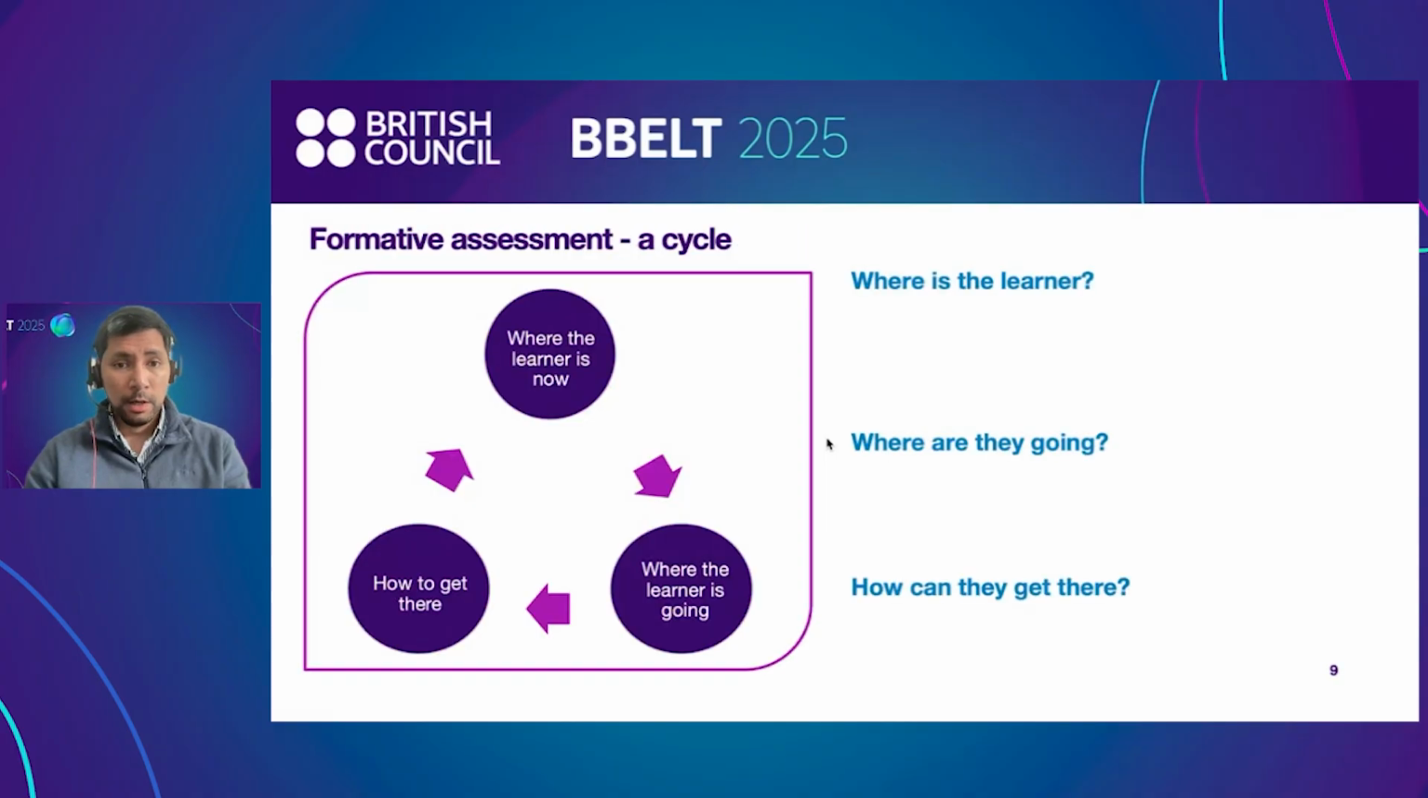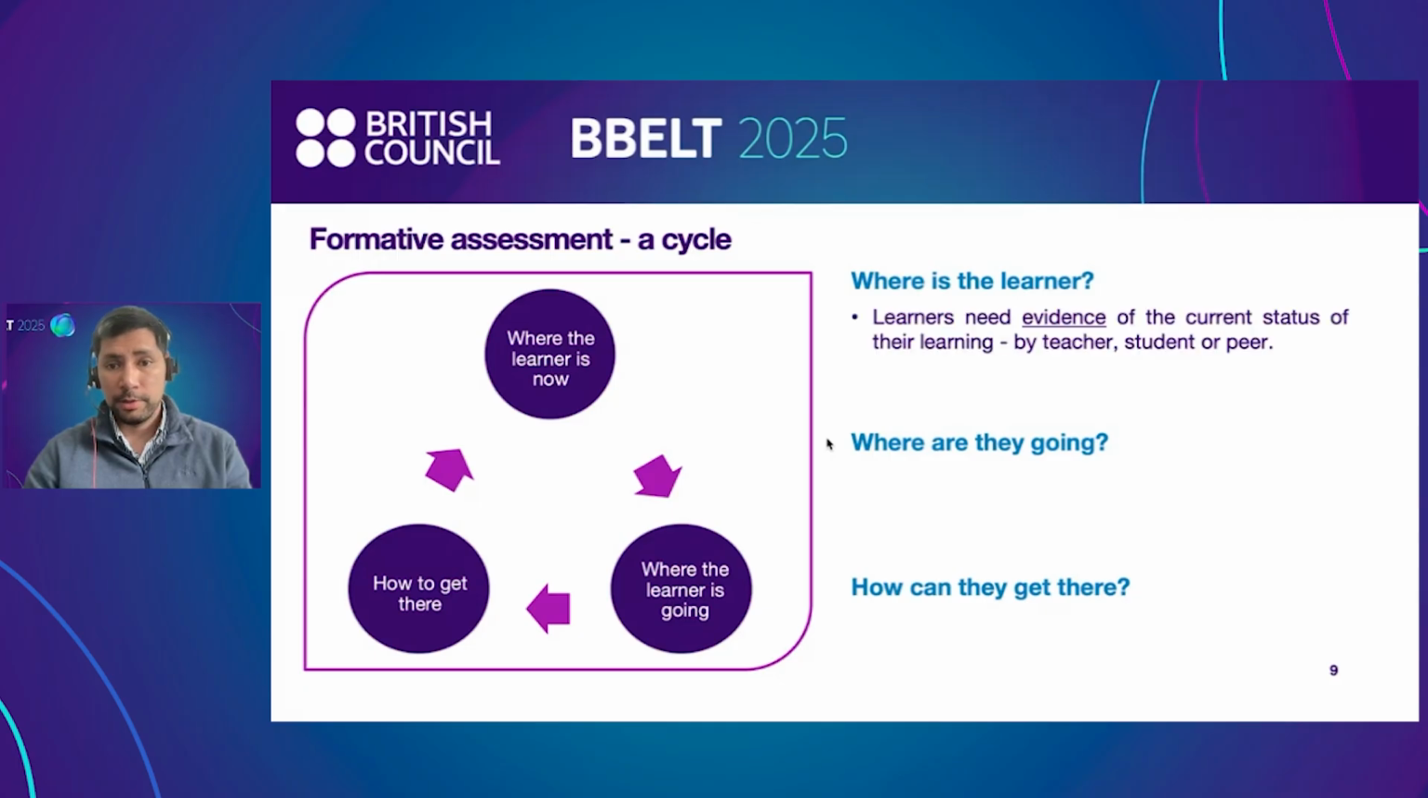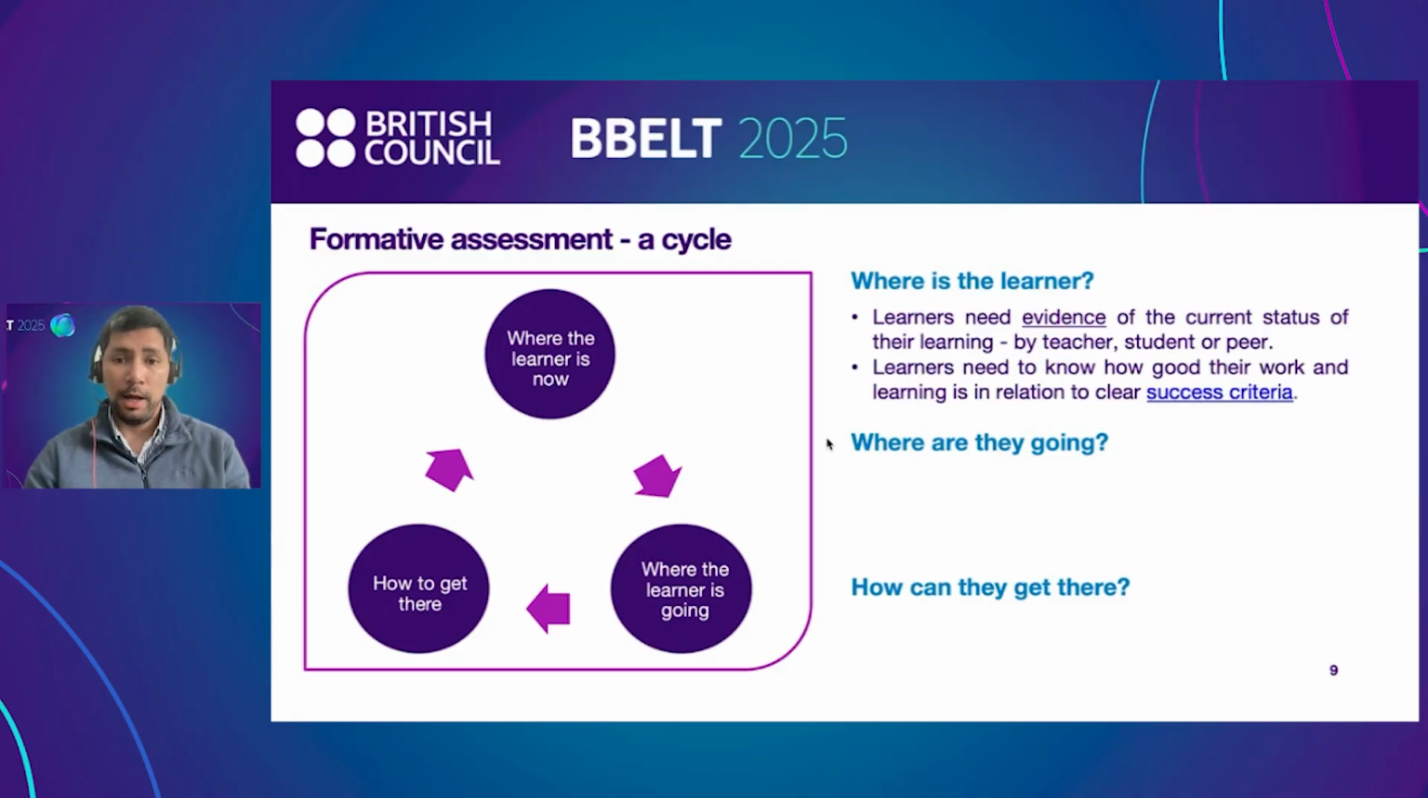But firstly, we can look at formative assessment as a cycle. It's important to establish where the learner is. So learners need evidence of the current status of their learning by teacher, student, or peer. They need to know how good their work and learning is in relation to clear success criteria.